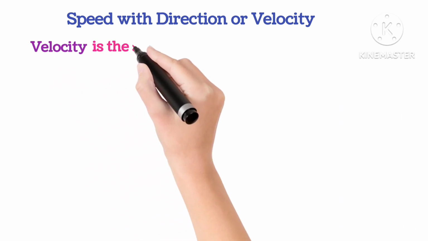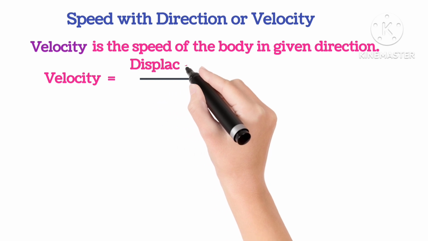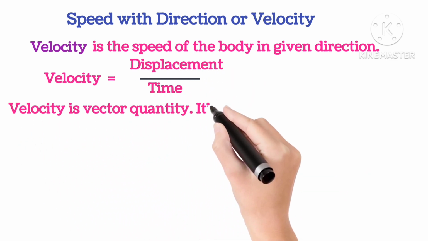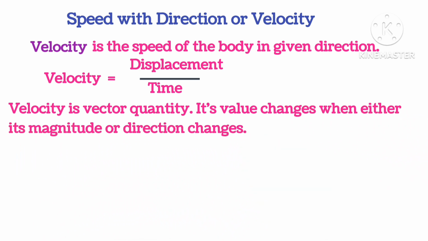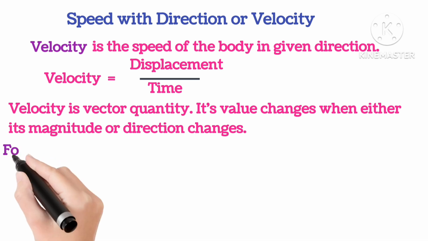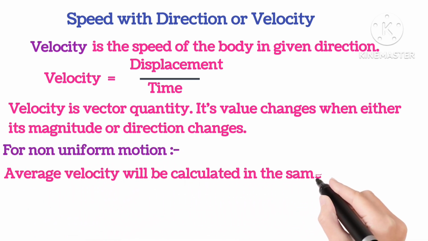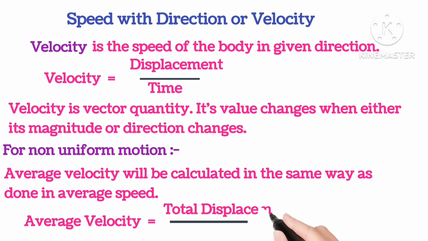Speed with direction, or velocity. Velocity is the speed of the body in a given direction. Velocity is equal to displacement upon time. Velocity is a vector quantity. Its value changes when either its magnitude or direction changes. For non-uniform motion, average velocity will be calculated in the same way as done for average speed. Average velocity is equal to total displacement upon total time.